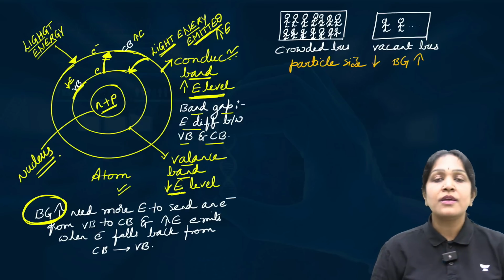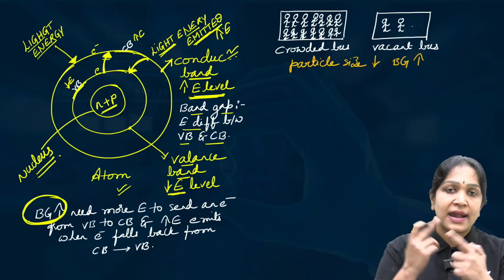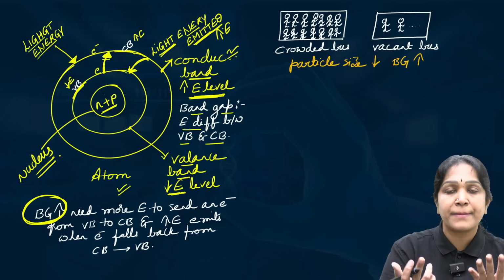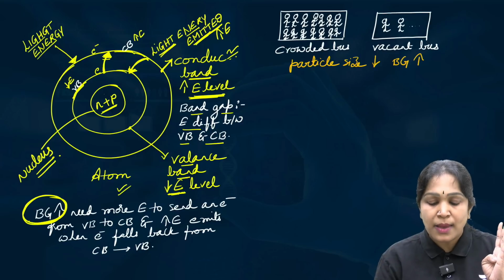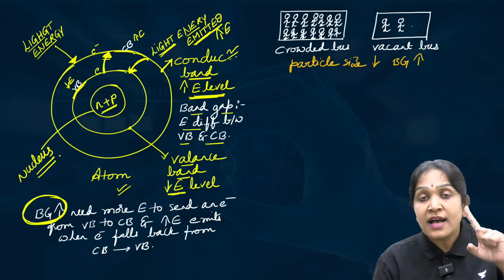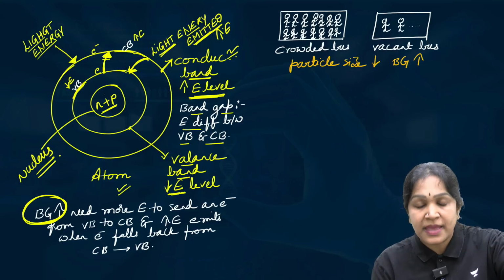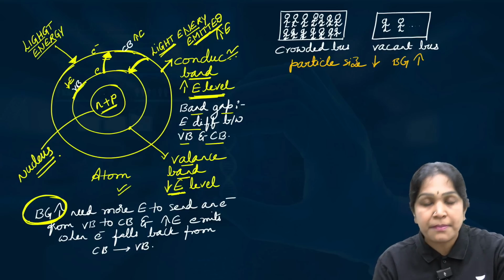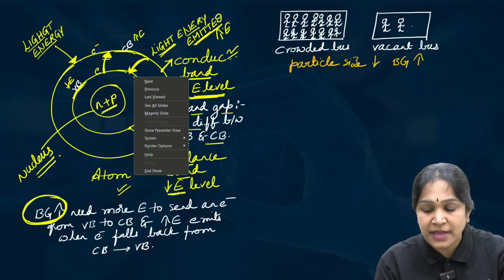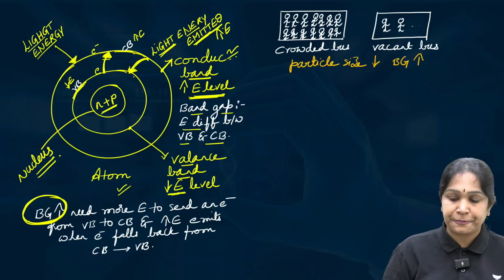I repeat, what do you mean by more band gap? More band gap means more energy difference between conduction band and valence band. It means high energy light will be emitted when the electron falls from the conduction band to the valence band. That is the meaning of high band gap.